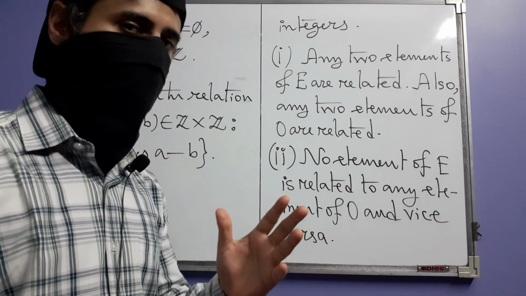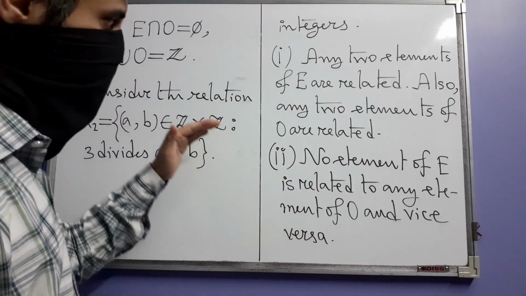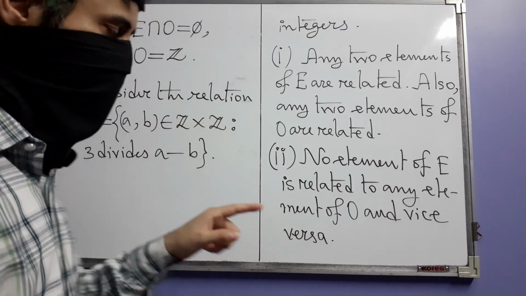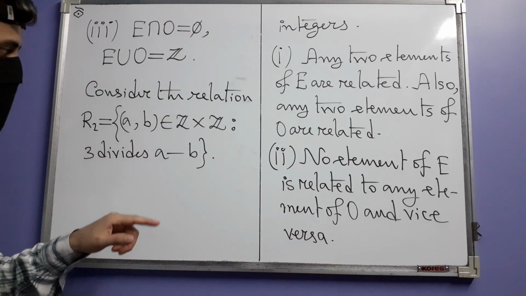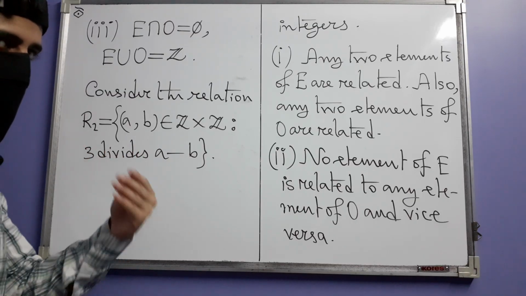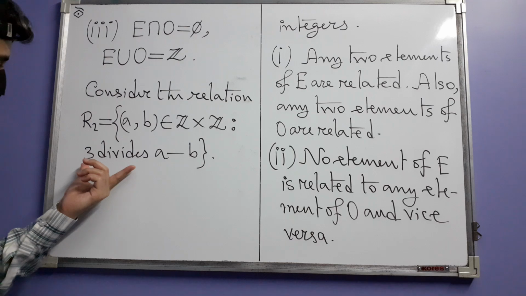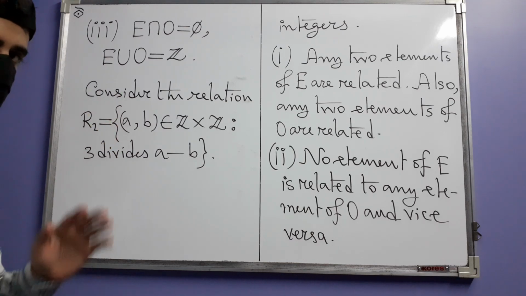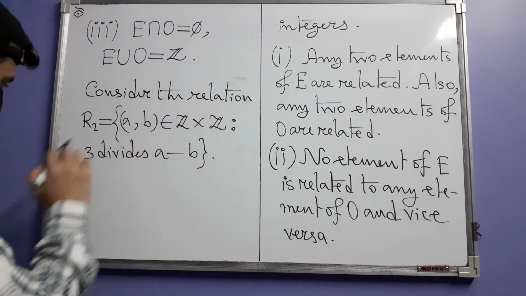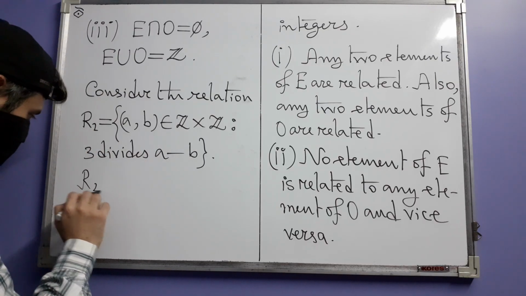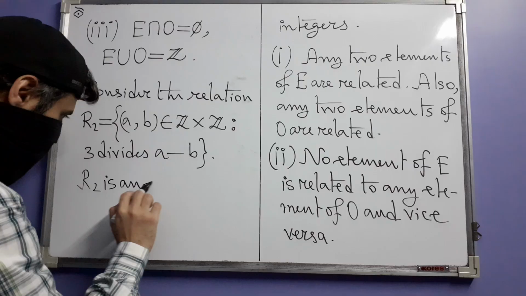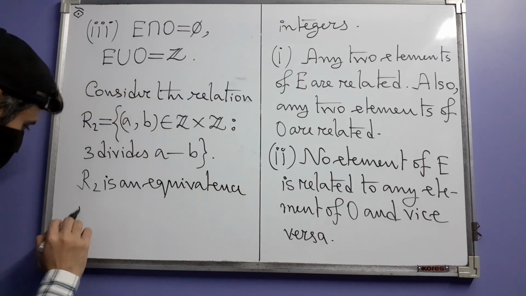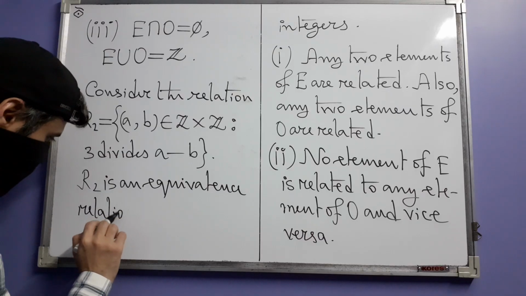In fact, I want you to do that. You go through the details of how we showed that R1 is an equivalence relation and repeat those same things. Repeat means not exactly, of course. Adapt that proof for this R2. So you do that. So we simply assume that R2 is an equivalence relation on the set of integers.